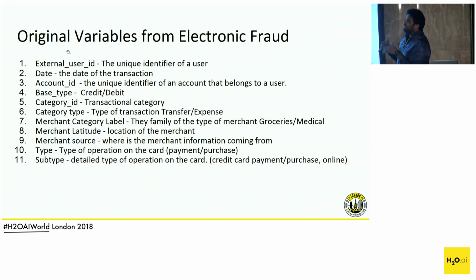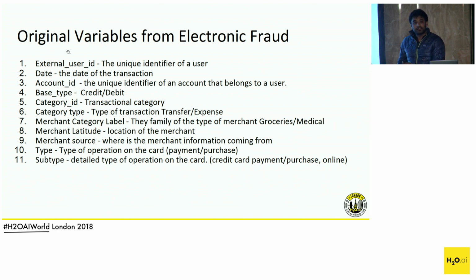This is a very generic data set. This is not out of any financial organization, so don't worry, I'm not representing anyone's data here. What you see is a unique user ID, the date and time the transaction happened, a related account, what kind of instrument was used, or what kind of transaction was done, what category of transaction it was, the transaction type, the merchant category that you interacted with, the location of the merchant, the source of your merchant, type of operation on the card, and then some subtypes that help you classify this much further.